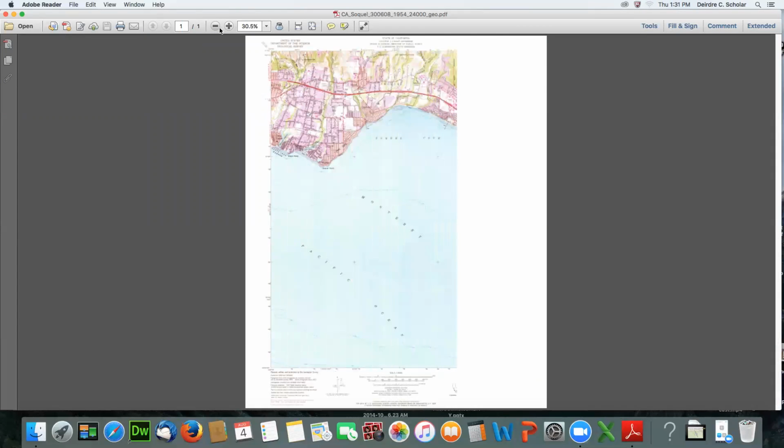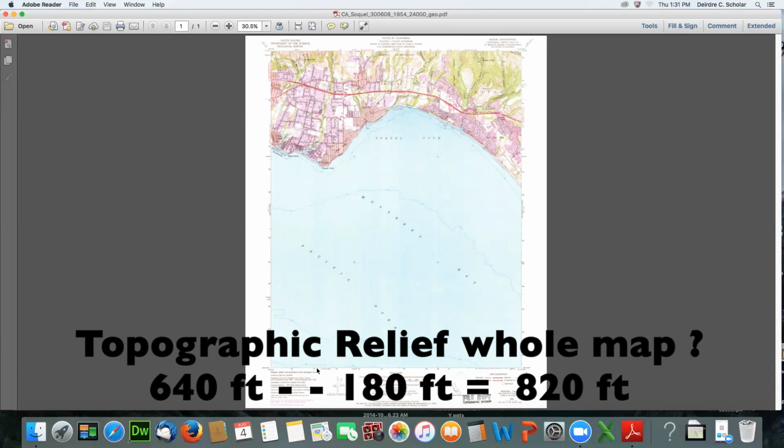So in other words, if you were to travel from Monte Toyon up here in the northeast corner down to the lowest portion on the seafloor for this map, what is the total vertical change, the number of feet that you would descend? So again, we're going to use our formula for topographic relief. We have our 640 feet highest minus the negative 180 feet on the ocean floor. And remember that a minus a negative in math equals a positive. So we get a total relief of 820 feet.